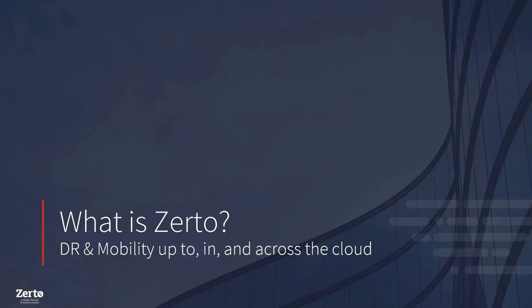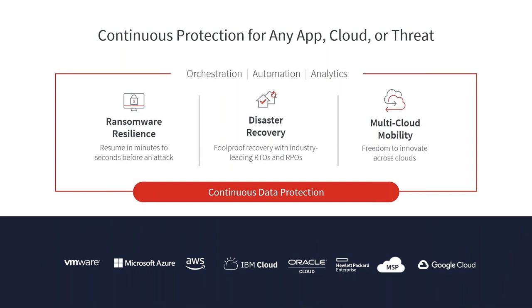So let's start with, what is Zerto? Zerto, at a very high level, a 10,000-foot overview, is continuous data protection for any app and any cloud against any threat. I mentioned ransomware before, and disasters, and the ability to move freely between multiple clouds. Zerto, leveraging its continuous data protection software that we've been known for over 10 years, can help an organization not only stay protected, but also adopt cloud technologies in a DR fashion, as well as help with mobility or migrations to these different providers.